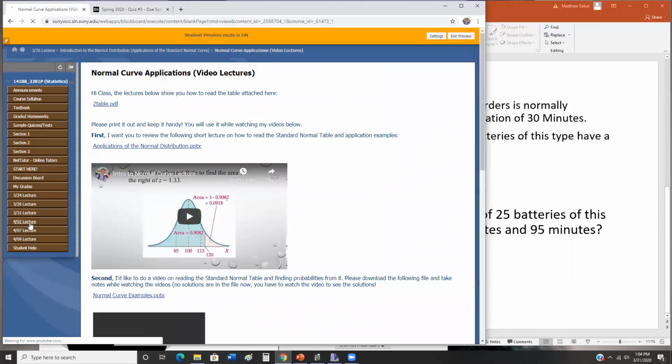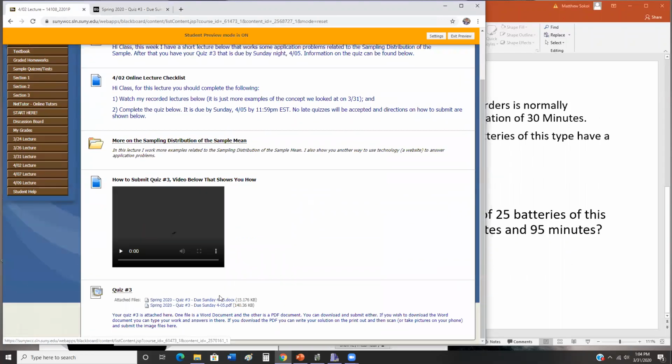So under the 4-2 tab, you'll have your first quiz. The way you'll want to submit it is you can either download the PDF and write your answers in and then scan them or take pictures of the solutions, or you can download the Word document and type in your answers and submit it that way. Okay.